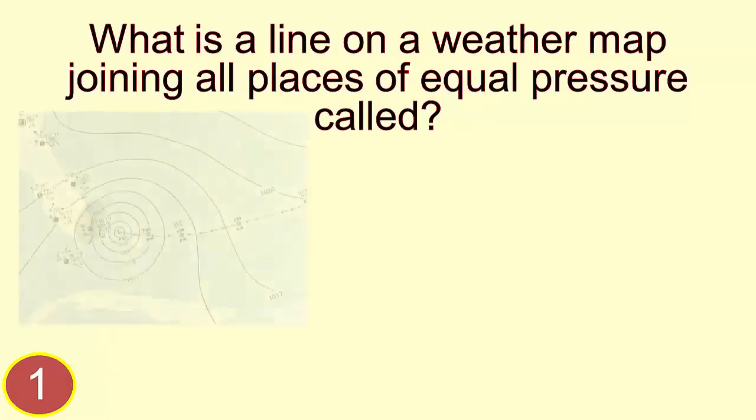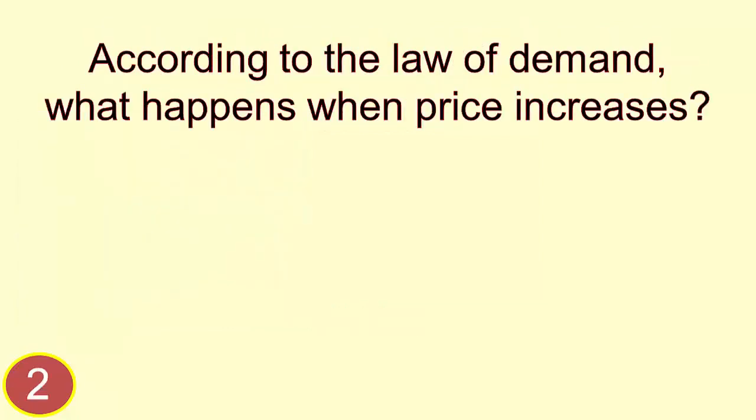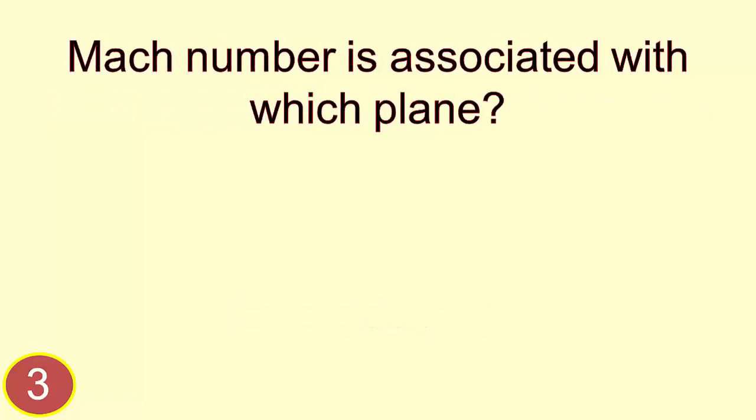What is a line on a weather map joining all places of equal pressure called? Answer is isobar. Isobars are generated from mean sea level pressure reports and are given in millibars. According to the law of demand, what happens when price increases? Answer is demand decreases. Mach number is associated with which plane?